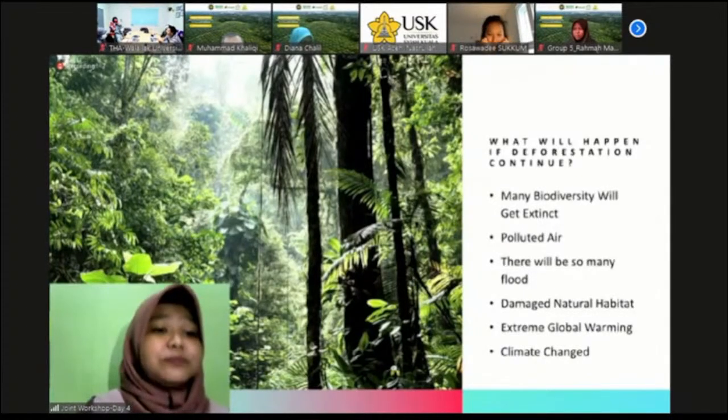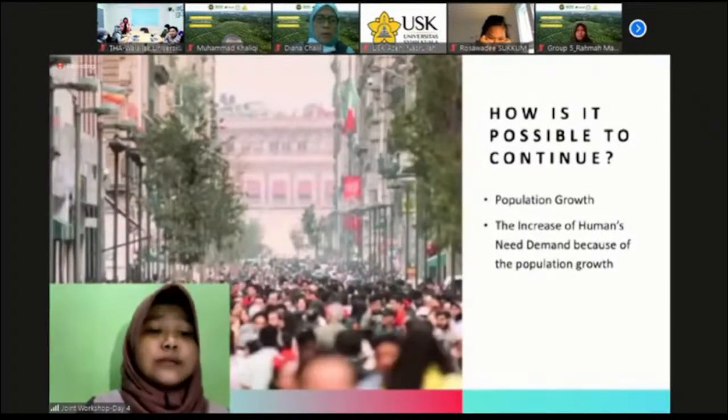And the sixth is that one of the consequences of deforestation is climate change. Climate change contributes to increasing fires, deadly forests, drought, and flooding. And the next slide is how is it possible to continue?